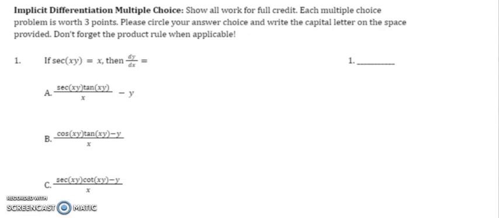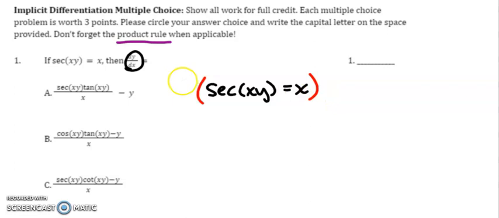All right, so to go over some implicit differentiation, I tried to give you a little bit of help in understanding that we need to be looking out for a product rule when applicable. But to get started, it says we have secant of xy is equal to x, and we are looking to find dy/dx. So I'm going to start just by rewriting the problem.